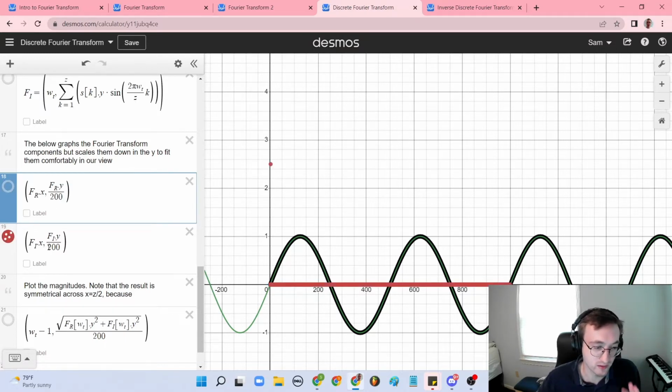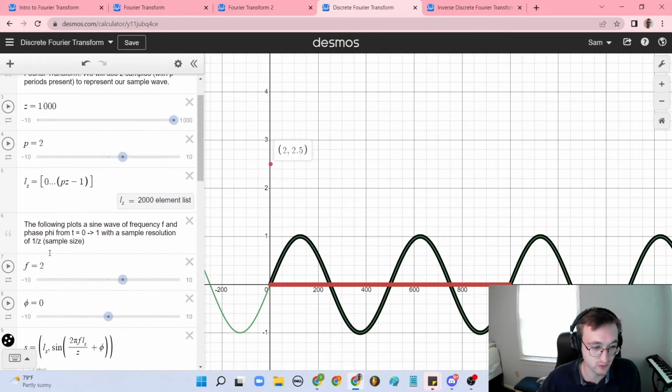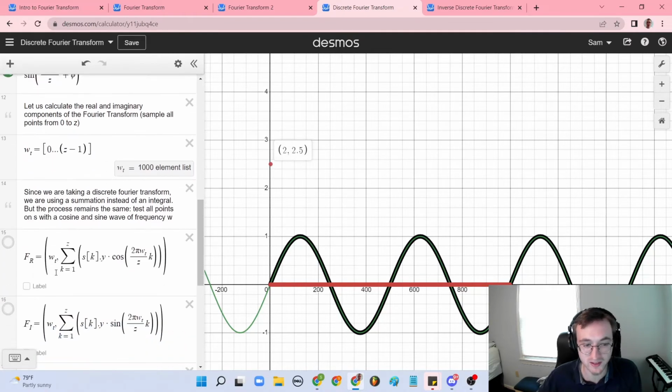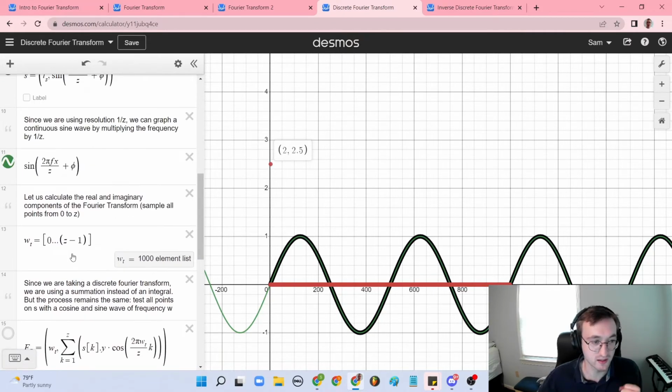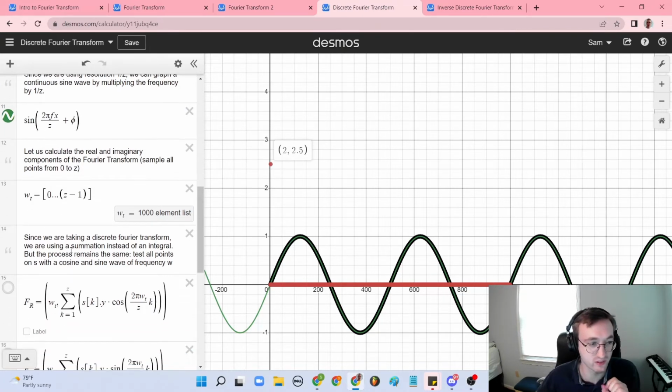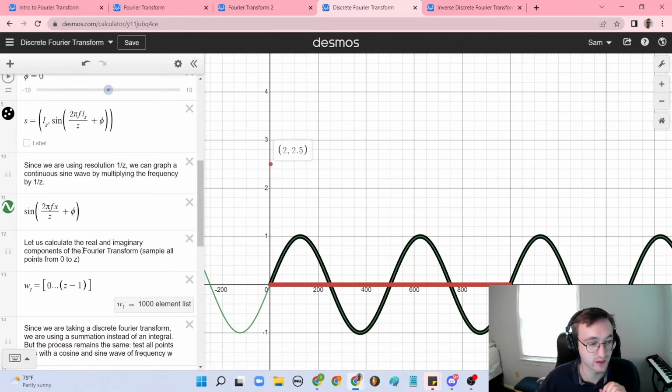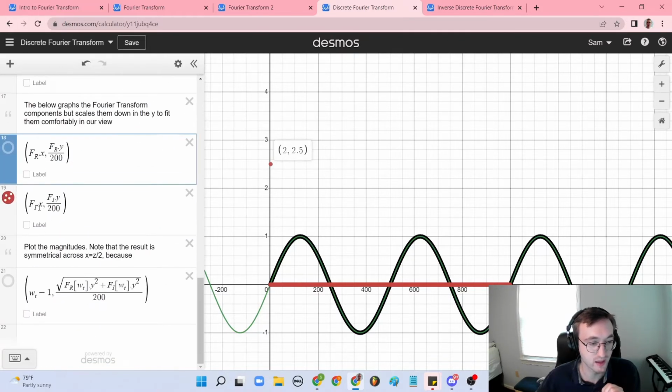But when I look at the imaginary part, we see this peak at, what do you know, 2. Now, what's our frequency? 2, right? So, again, now with a lot more samples, we see how finely we can resolve frequencies using the Fourier Transform. And again, this is at 2, so we see this frequency of 2 there.